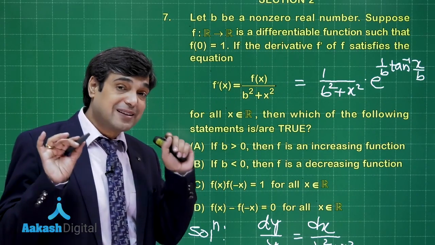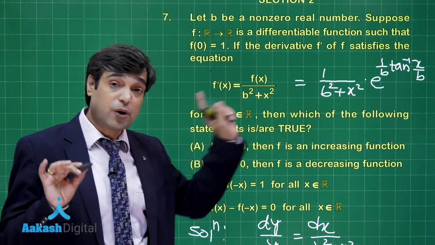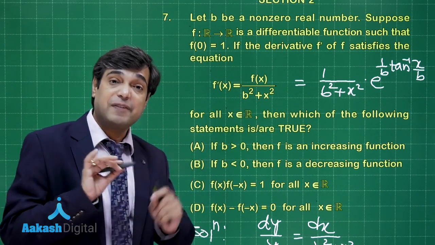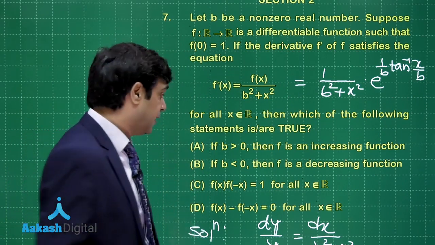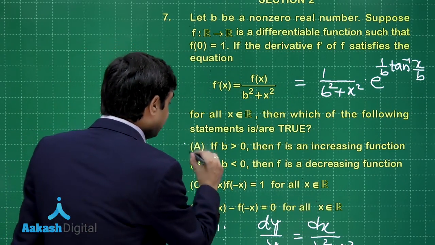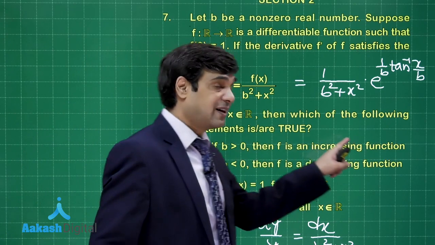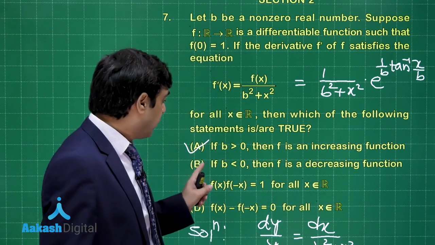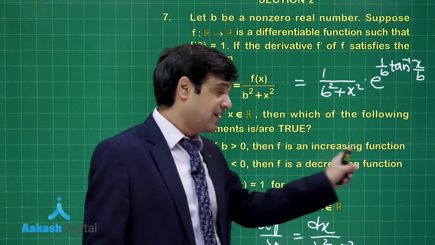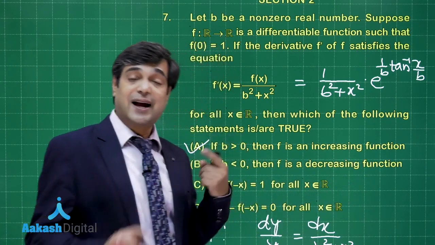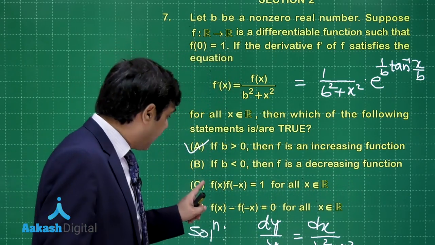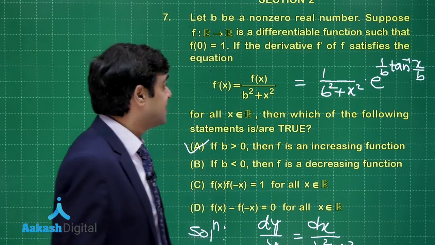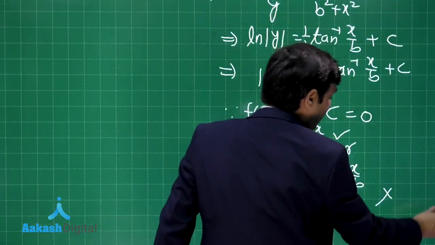Clearly this function is increasing. This is positive for all values of b, meaning fx is increasing for every b. Option 1 says that when b is positive, f is increasing. Yes, in fact it is increasing for every value of b. The second option says if b is less than 0, then it is decreasing. No, again in that case it is increasing. Third is talking about the product of fx and f of minus x. Let's see.